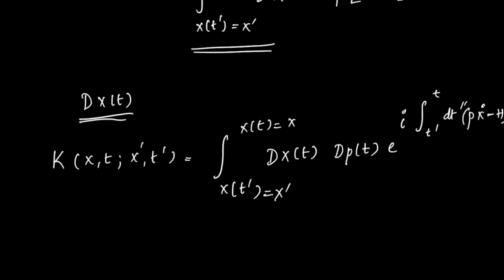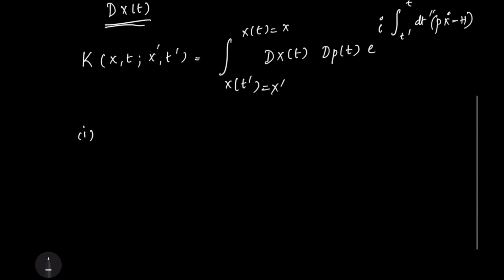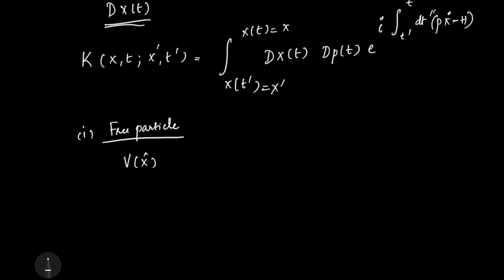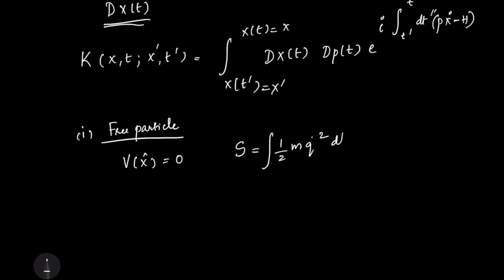Now let's see some examples of simple systems where the path integral can be used. Free particles. The simplest case is the free particle with no interaction. If there is no interaction, then the potential will be 0. So the total action will be the integral dt of half m q dot squared.